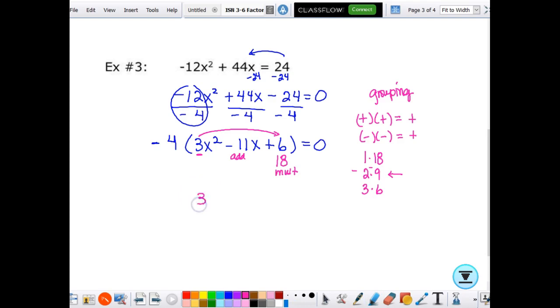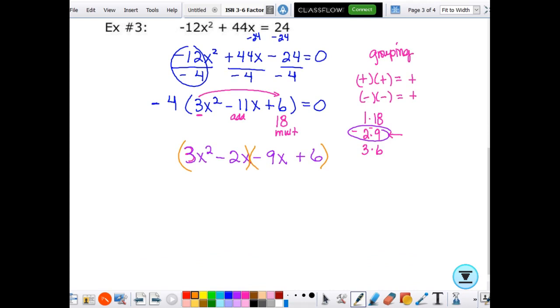So we have 3x squared. In the middle, we put these two, and it doesn't matter which order: minus 2x, minus 9x, and then plus 6. Make sure you go all the way back to the original, not the 18. Now we're going to do grouping.